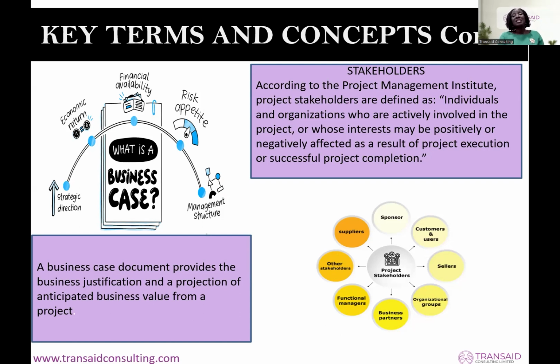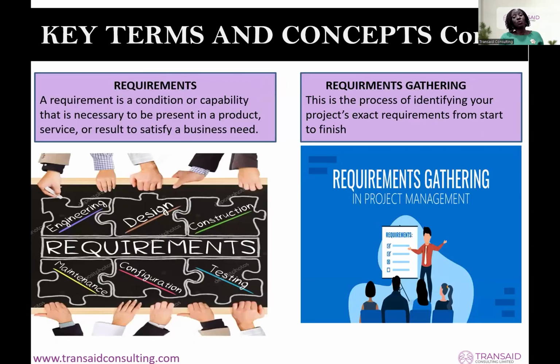So we have stakeholders. Stakeholders basically are people that will be affected by your project, whether positively or negatively. The Project Management Institute defines stakeholders as individuals and organizations who are actively involved in the project or whose interests may be positively or negatively affected as a result of project execution or successful project completion. So you have buyers, you have customers, you have sellers, you have the project sponsor, you have the functional manager, you have the community. Those are stakeholders, so you must know how to manage them well.